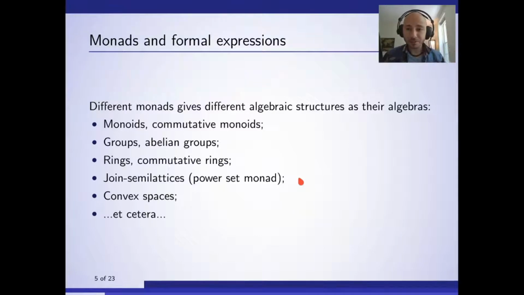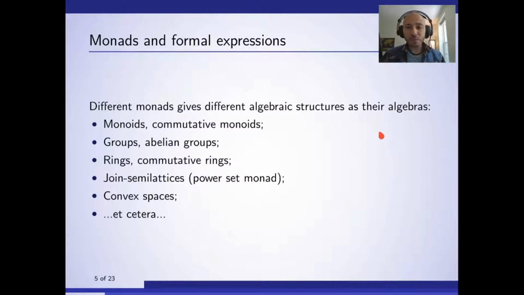Many algebraic structures, almost all of them, can be modeled as algebras of a suitable monad, either on set or on other categories. So it's actually a very powerful construction, as you probably know. Pretty much every monad can be interpreted, at least on set, as formal expressions, as long as you allow for potentially infinite formal expressions. Okay?